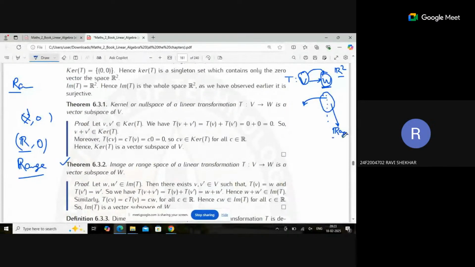And inside this V, suppose there are several vectors and some of them have the image as the zero vector. We consider these vectors as our null space or kernel. I hope this is clear now.